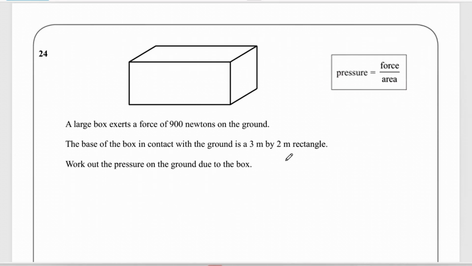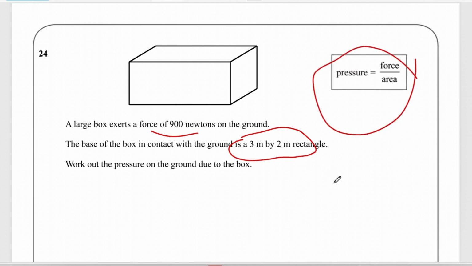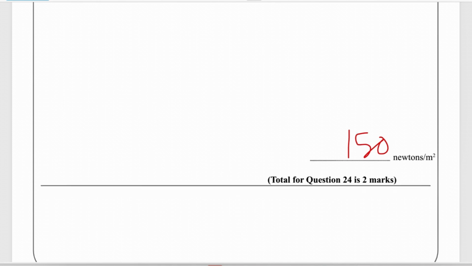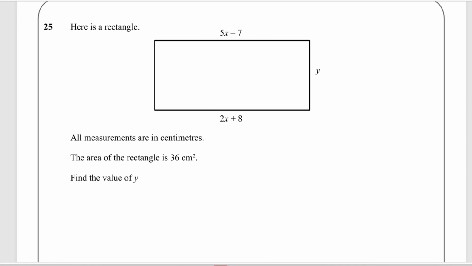We have a large box. How do you get area? The length times the width gives you area. So 3 times 2 is 6. You have the force, and you have the area. So what do you do? Just follow the formula. It's given right here. Force over area. So area is 3 times 2, which is 6. 900 divided by 6 gives you 150. So the answer is 150 newtons per meter square. Okay, we proceed to the next one.